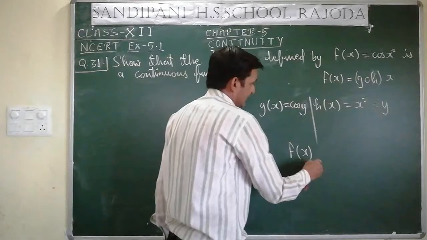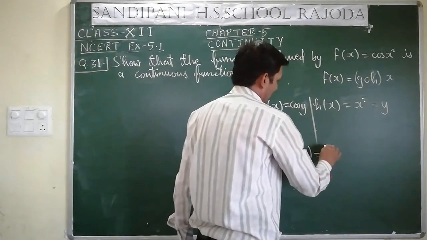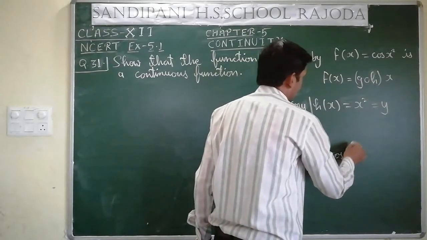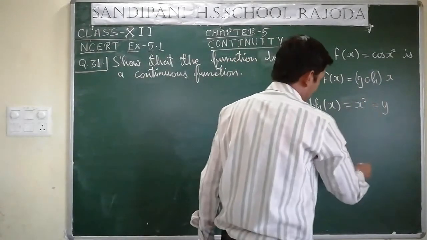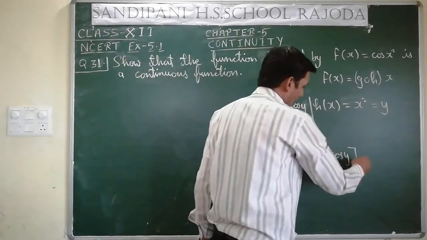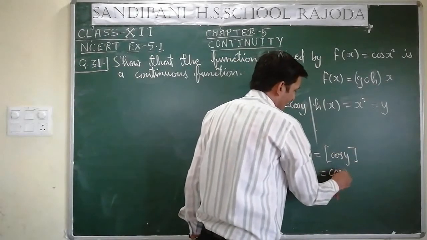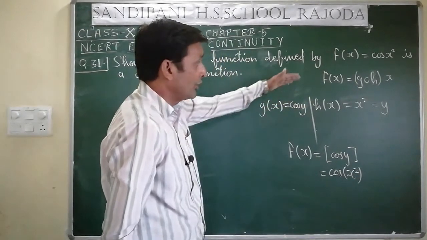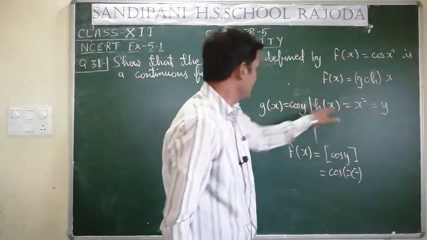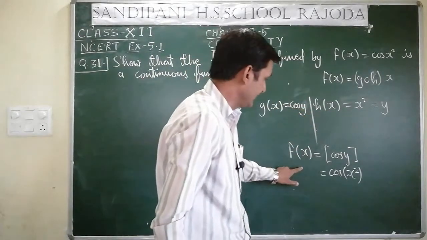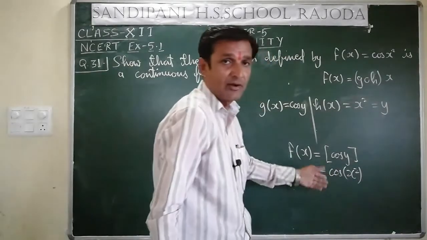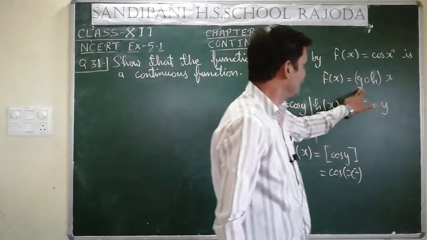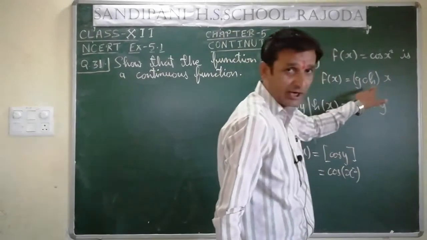F of x is equal to cos of y, where y is equal to x square. Means what you can do, in place of y you may assign now cos of x square. So it is function of function, we can say. So you can do it by this trick also. Separately you can solve these two functions, and then f of x is equal to cos x square will be proved as a continuous function. Means f of x is continuous when g of x and h of x both are continuous.